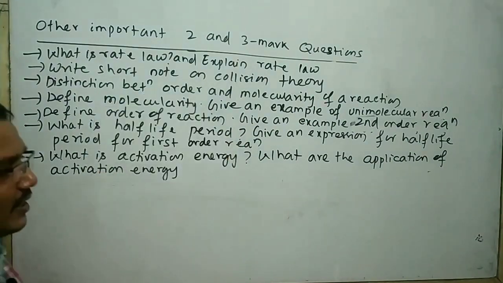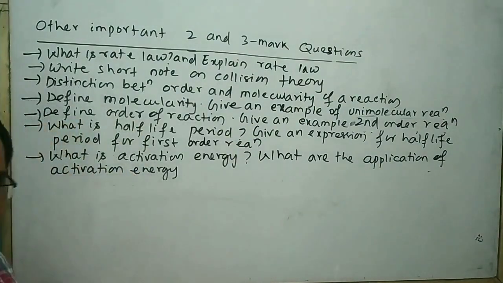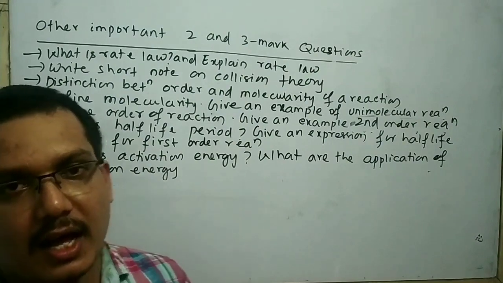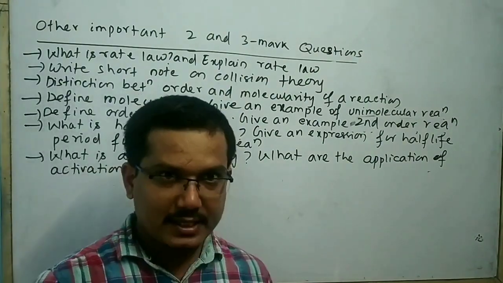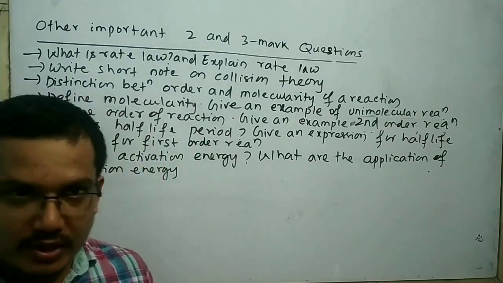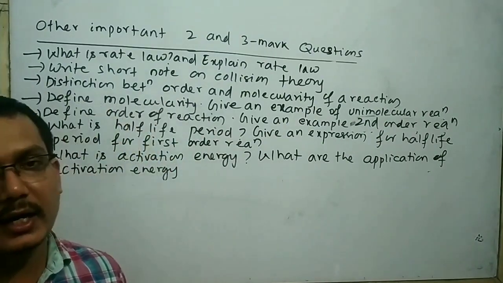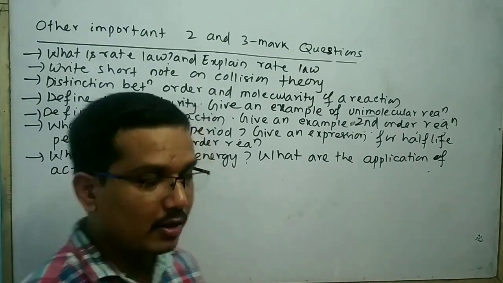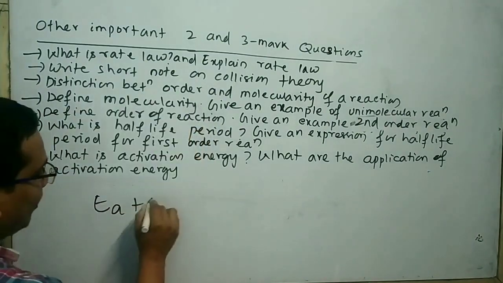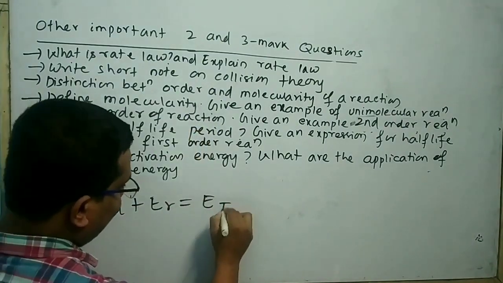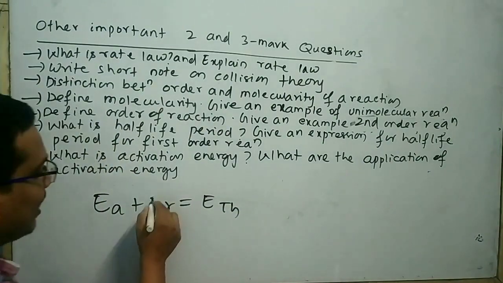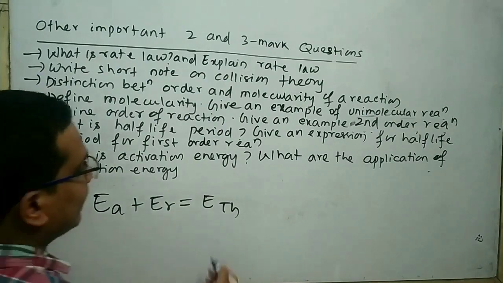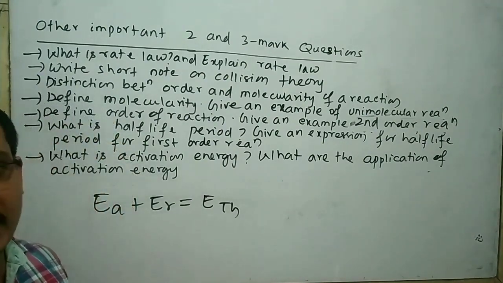Next question is what is activation energy? What are the applications of activation energy? Activation energy is the extra energy which is supplied to the reactant. As a result, the reactant attains the threshold energy. That's why the reactant is able to start the reaction. So we can write EA plus ER is equal to ETH. Here EA is the activation energy, ER is the energy of the reactant, ETH means threshold energy.